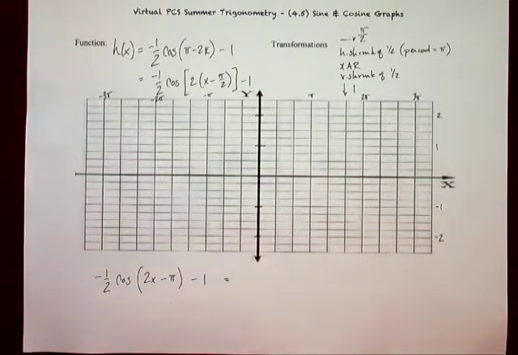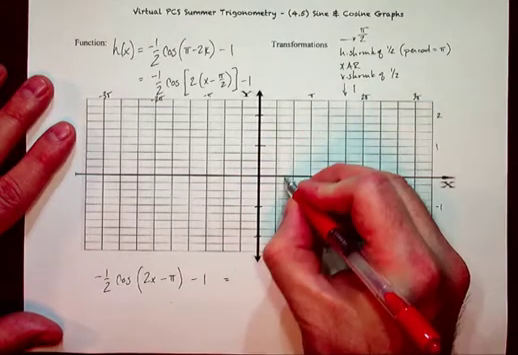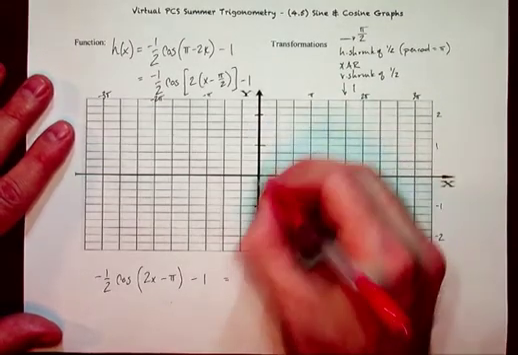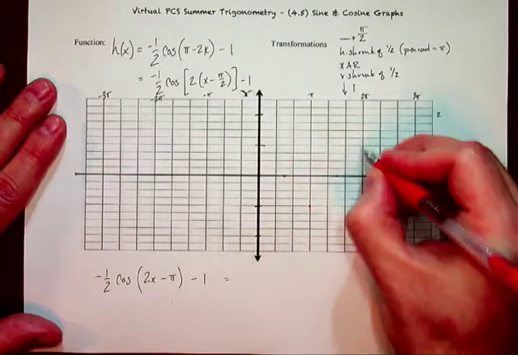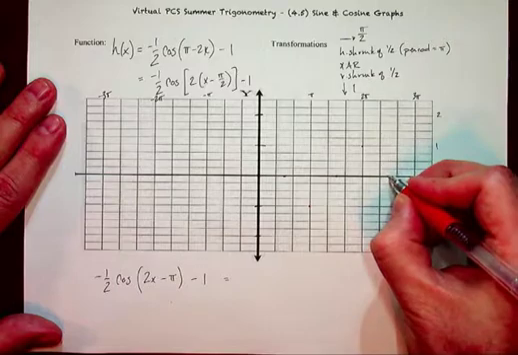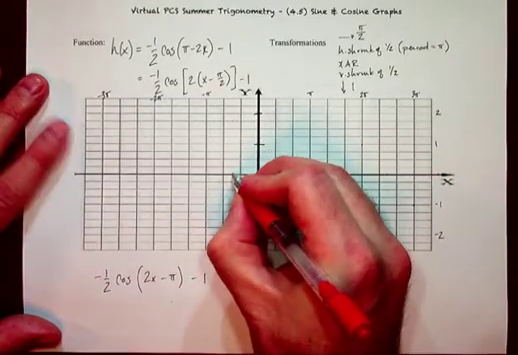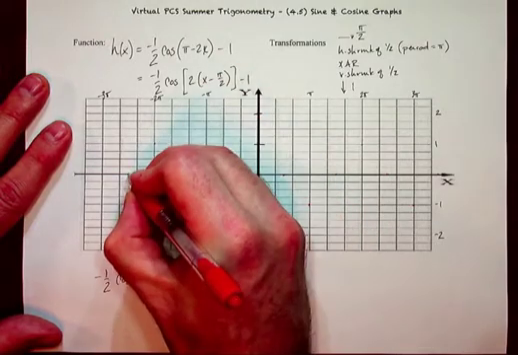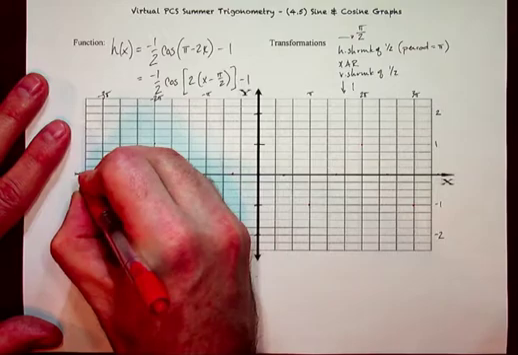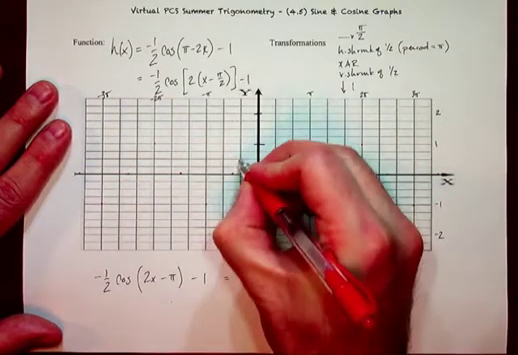Alrighty, let's go ahead and do the parent function really quickly. We know that it starts at 0, 1, goes to pi over 2, 0, goes to pi, 1, and then continues in that way all the way through. Okay, we know that here it's at 1/2.